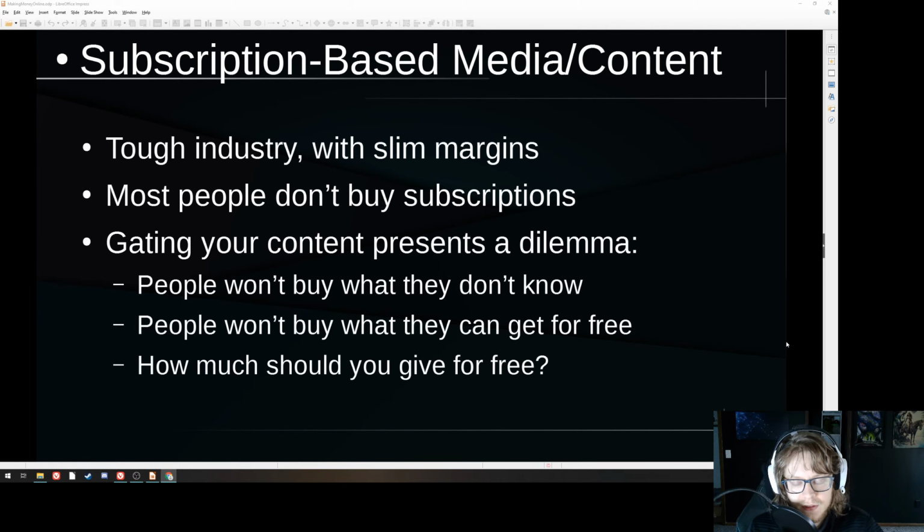And this presents a pretty big dilemma. It's that if you create a pay gate, a paywall on your content, well, obviously people aren't going to buy your content if they don't know what they're getting first, which means that you have to give people a sample of your content in order to convince them that it is worth their subscription money to buy. And that leads to the problem of, well, how much should I give away for free to convince people to buy it? If you give too much away, then nobody's going to want to pay for it because they don't feel like they're getting a deal.